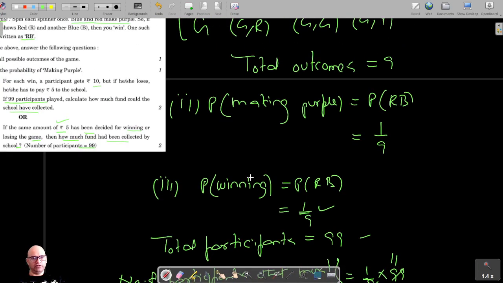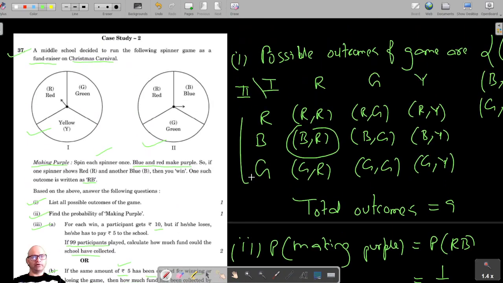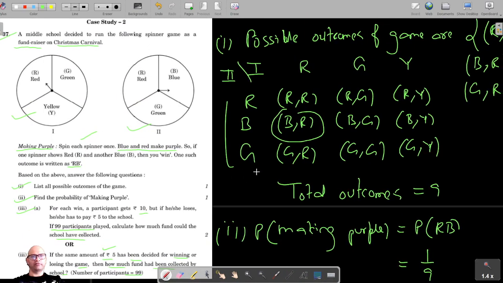And this solves our case study 2. Let's move on to the final one, case study 3 of this question.